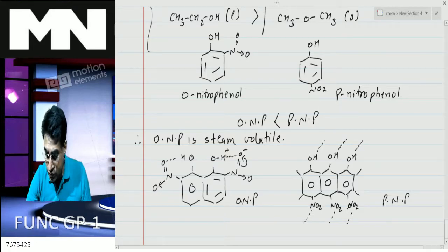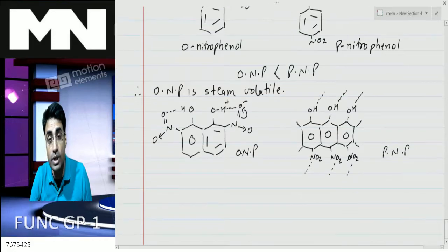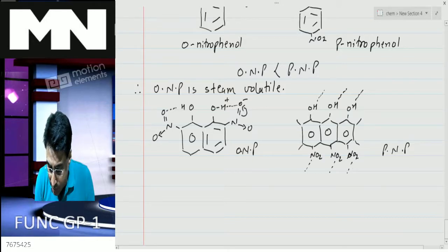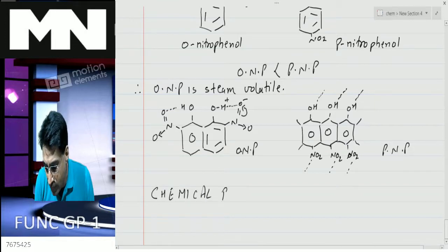After that, this is all about their physical properties. After that, I would like to tell you something about their chemical properties. No doubt we are not going to start them now. We'll start them in the next class. We'll see their chemical properties.